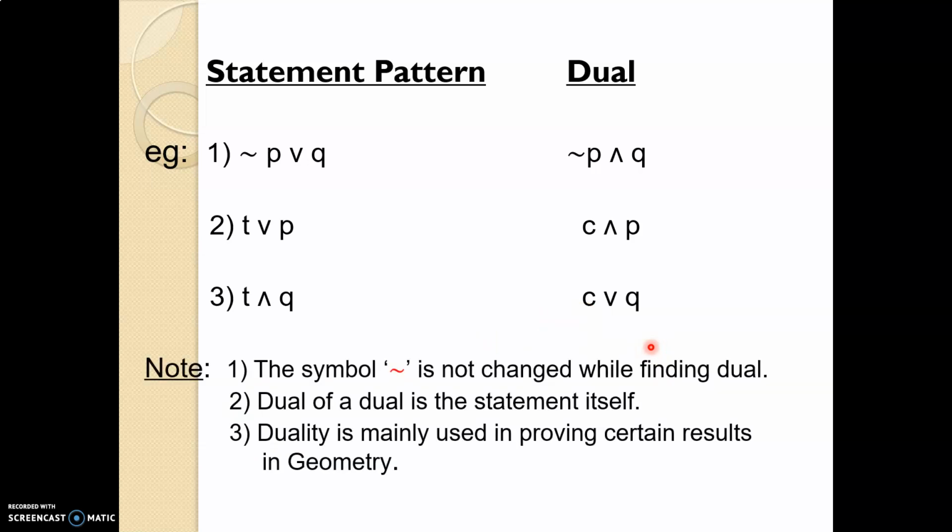The negation symbol is not changed while finding the dual. The dual of a dual is the statement itself. If you take the dual of the first statement, you get this dual. If you take the dual of this statement again, you will get negation P or Q, which is the statement itself. Duality is mainly used in proving certain results in geometry.